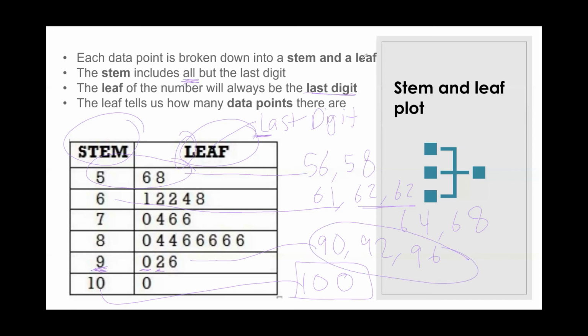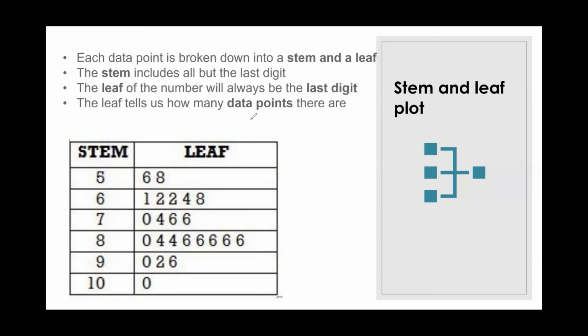The leaf tells us how many data points there are. So if we kept doing this and we did all the different numbers, if we counted all the leaves up, that tells us how many students are in this data set, how many people responded. So how many data points there are, you just count the number of numbers in the leaf. You see here there are 5 sixes, that's not one person, right? That means that 5 people scored 86, because the stem is 8 and there were 5 leaves that were the number 6.